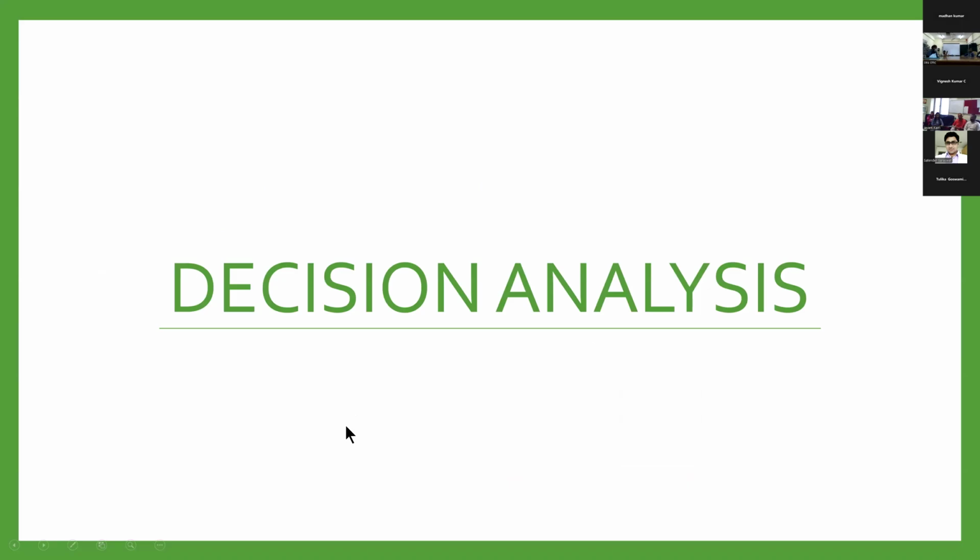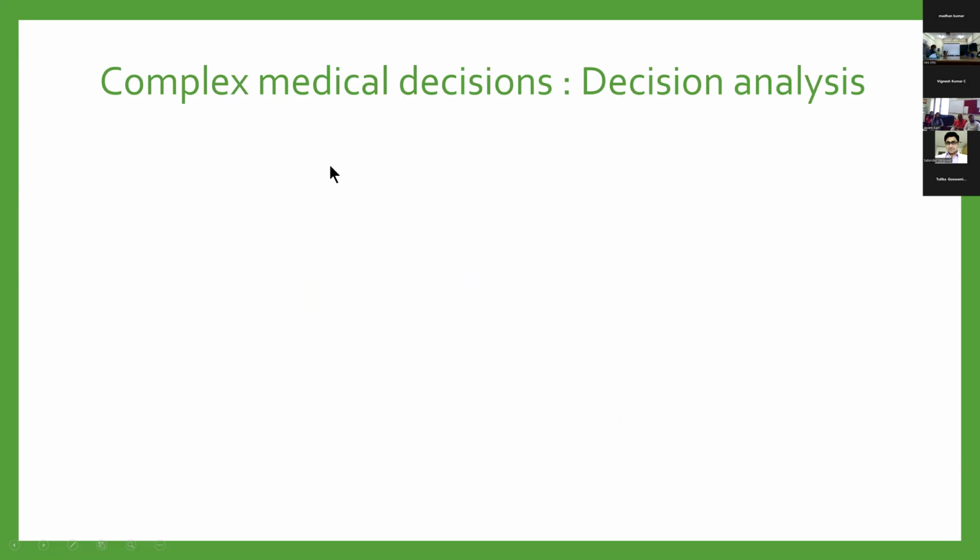Now going back to the decision analysis. What is it? We know that we are faced with multiple complex medical decisions and there is a lot of uncertainty. For example, anticoagulation is very good for hospitalized patients in preventing stroke. But if the bleeding risk is very high, you will not use it. So we have a lot of uncertainty.